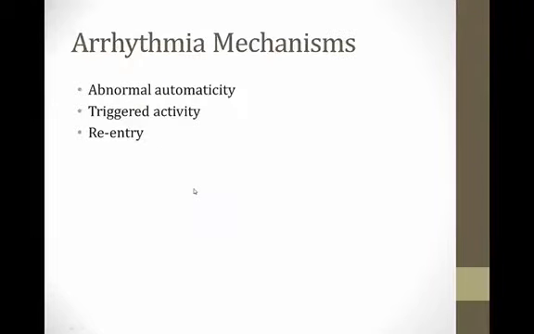Okay, let's finish this module by talking about mechanisms by which arrhythmias occur. So when we talk about atrial fibrillation or AVNRT or ventricular tachycardia, those are arrhythmias. And it turns out there are basically 3 underlying mechanisms by which they all get initiated. And those are abnormal automaticity, triggered activity, and re-entry.